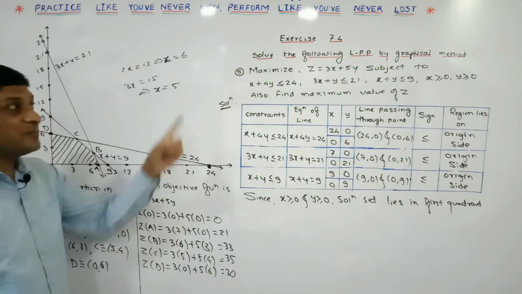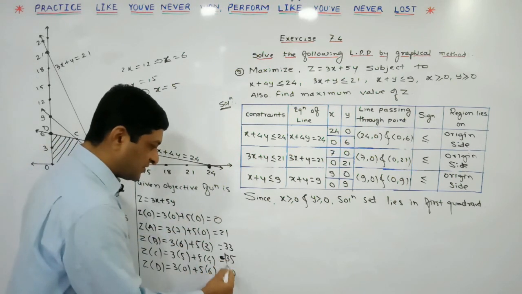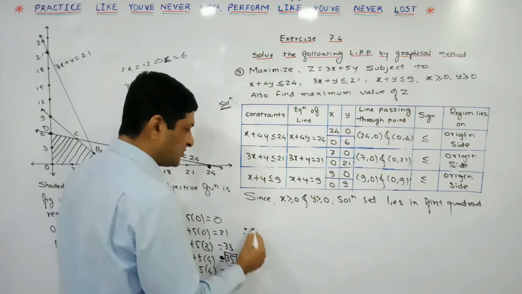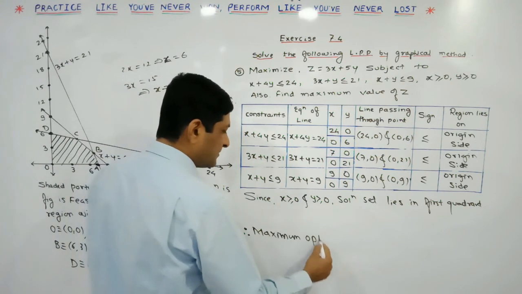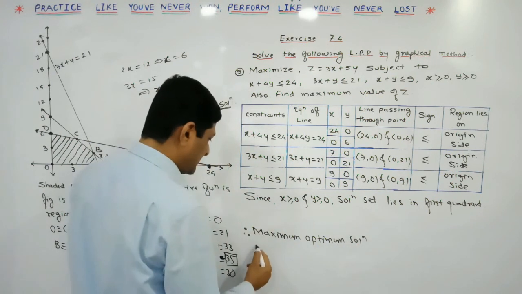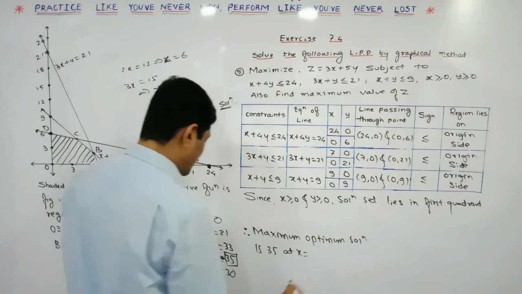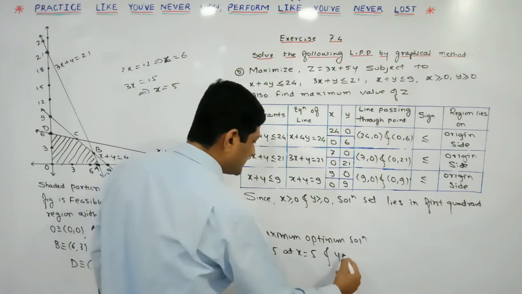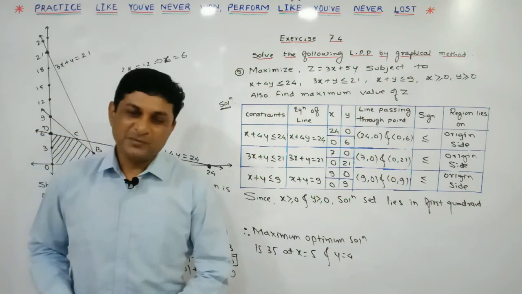As we have to maximize the objective function, check what is the maximum value of this objective function, that is 35. So we can conclude that the maximum optimum solution is 35 at x is equal to, what is the value of x here? 5, and y is equal to what? 4. In this way we have got the maximum optimum solution.